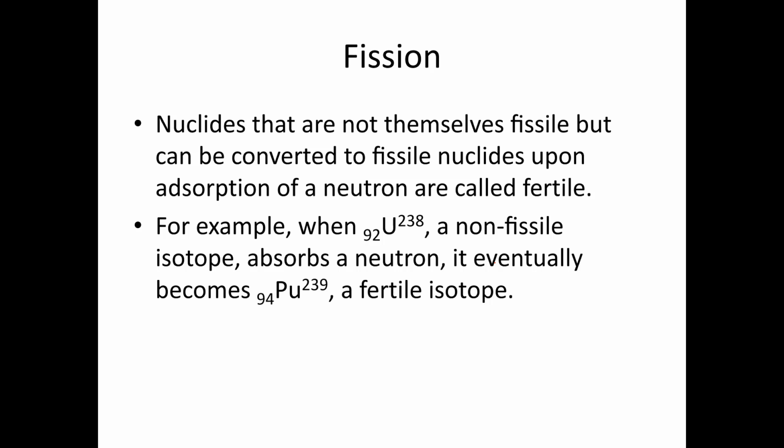So in fission, the nuclides that are not themselves fissile, but become converted to fissile nuclides upon absorption of a neutron, are called fertile. For example, uranium-238, a non-fissile isotope, absorbs a neutron and eventually becomes plutonium-239, which is a fissile isotope.